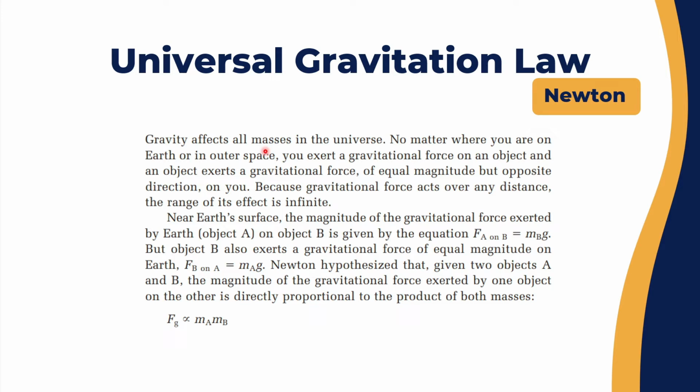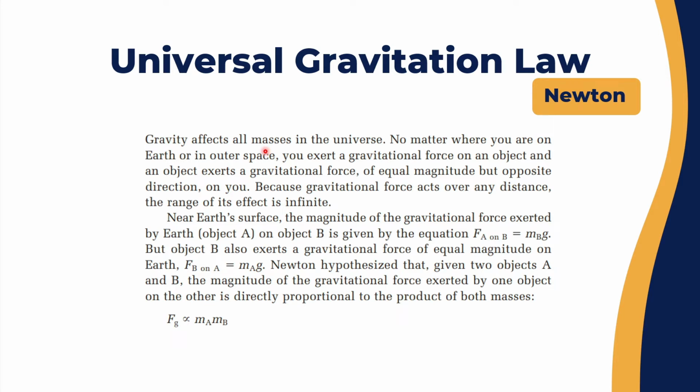Now, Newton was looking into this relation and he said, well, I think we can create a universal gravitation law. Gravity affects all masses in the universe. That's what Newton found back in time. No matter where you are on Earth or in outer space, you exert gravitational force on an object, and the object exerts gravitational force of equal magnitude, opposite in direction, on you, based on Newton's third law of motion. And because the gravitational force acts over any distance, the range of its effect is infinite.